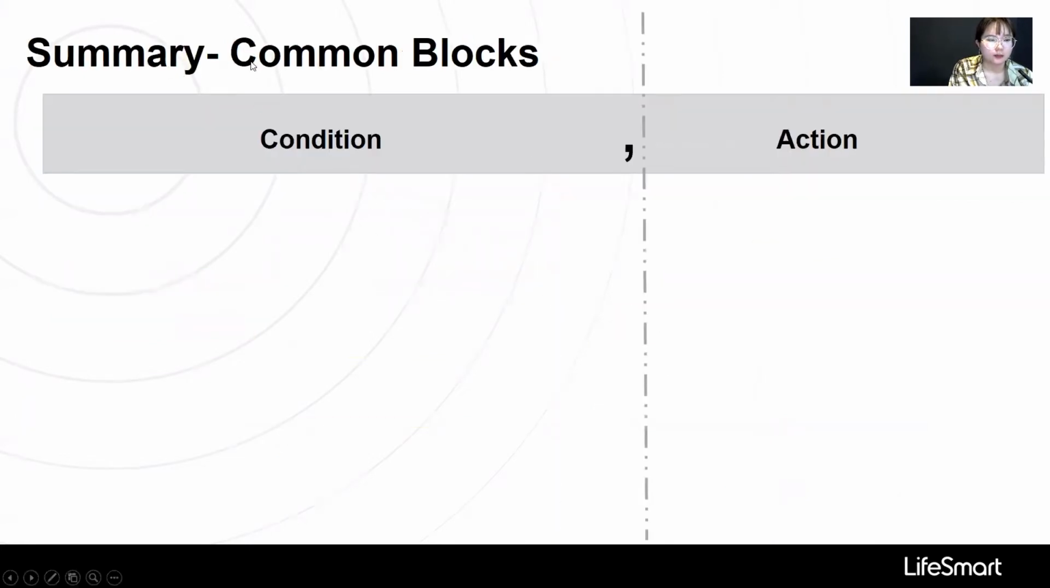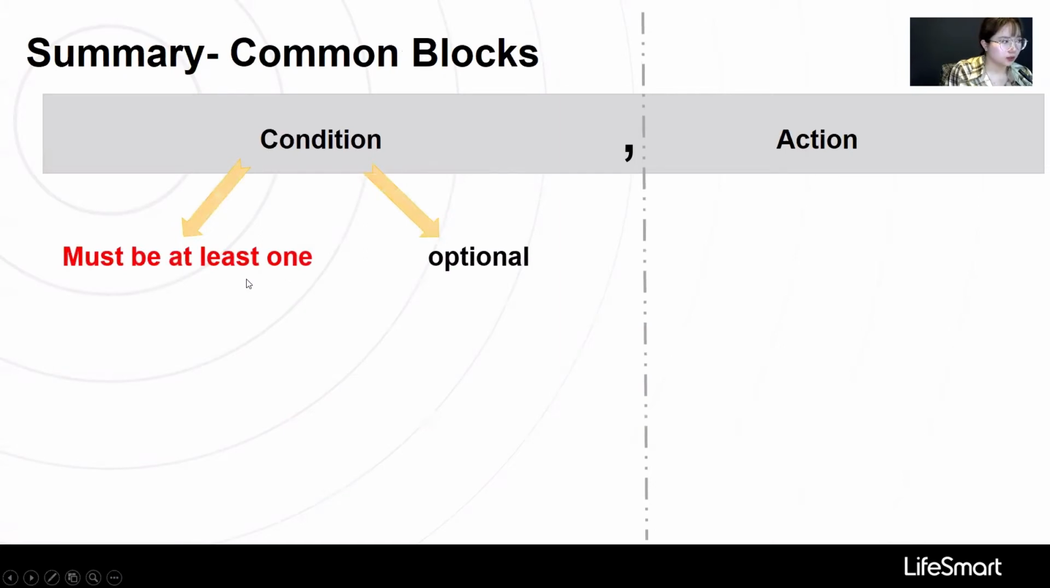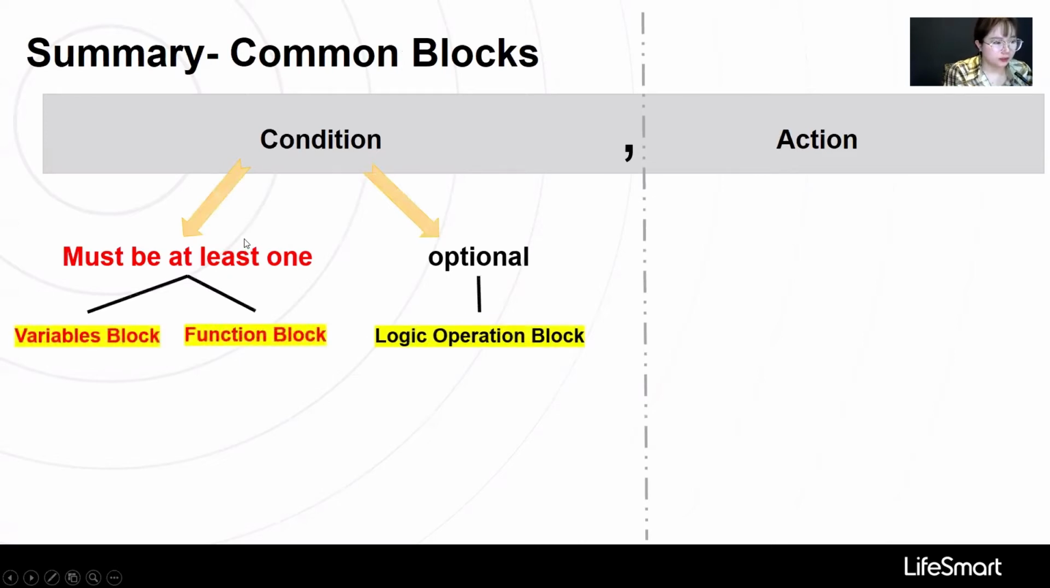Okay, so in summary, we learned that in an AIB there is condition and action. In condition, what should we use? We should use several blocks, but among these blocks, what block is a must? What block can be optional? Okay. So the variables block and the function block, among these you need to choose at least one. These two are a must. And logical operation block is optional. You can use it or not, depends on you.